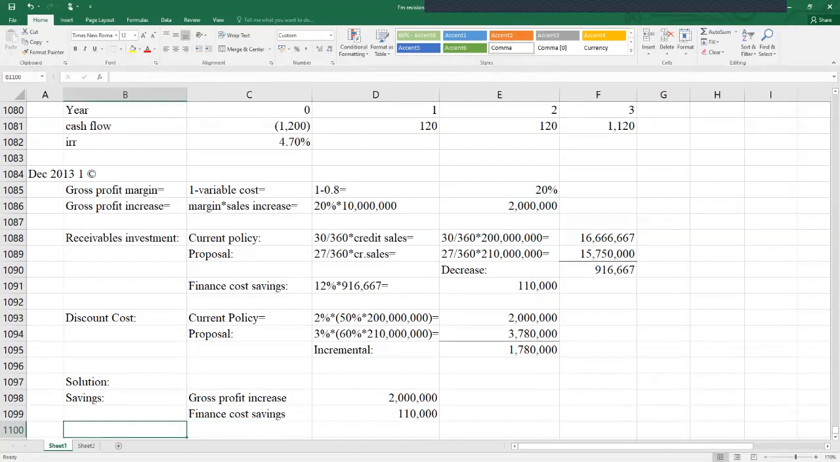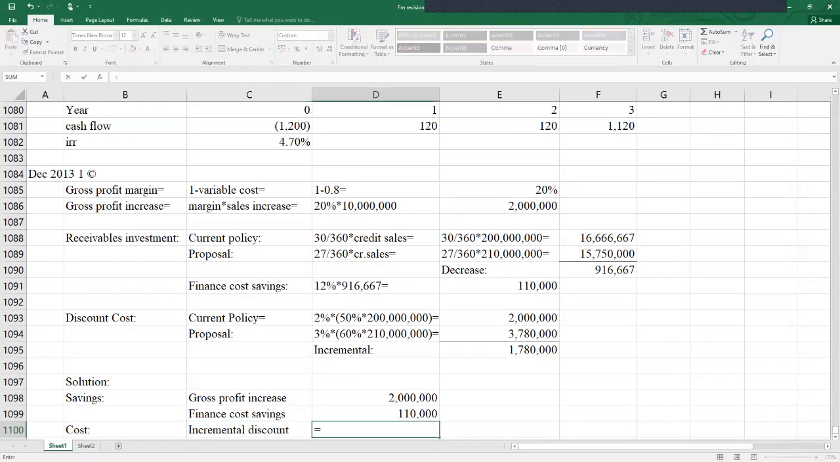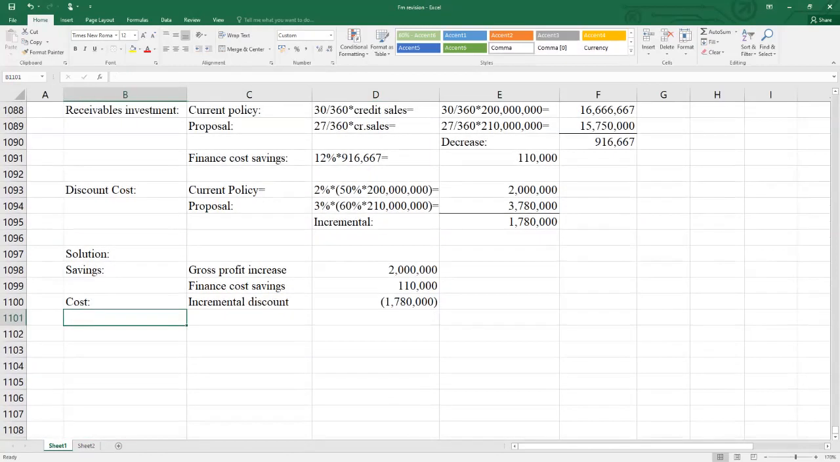Okay, so you have cost here, and actually the cost is only one. The cost for the policy is the discount, the incremental discount, which is equal to 1.8 million. So this is a cost, so let me put it as a negative. Anything else? Nothing else. But you pay tax, so we need to pay tax to the tax authority in case you're making some savings. You can say gross saving equals the sum.